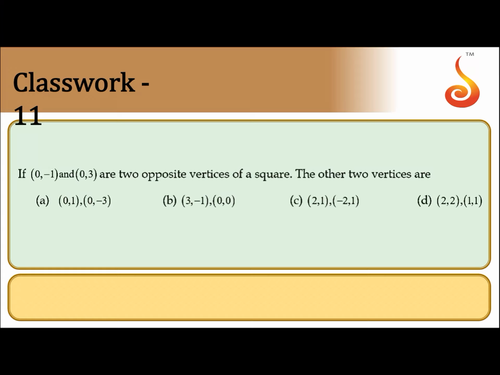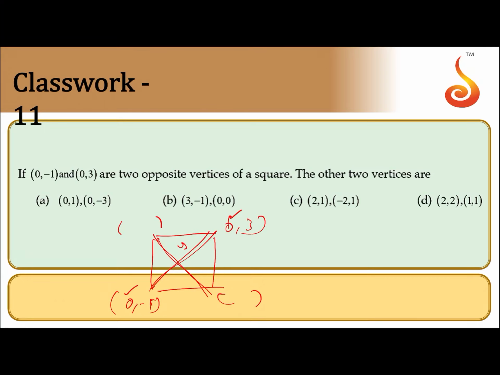If (0, -1) and (0, 3) are the two opposite vertices of a square, then the other two vertices are asked. Okay. So these are the opposite vertices of a square given to you. So (0, -1) and (0, 3). Okay, the other vertices you need to find out. Clearly we could see that option-wise you can just verify that, the x coordinates being the same, the y coordinates must be the same for these coordinates. That's the only difference, because this line is perpendicular to this one.